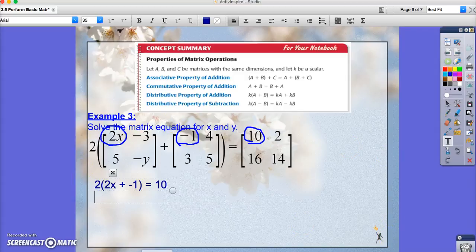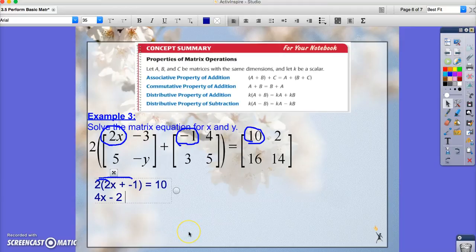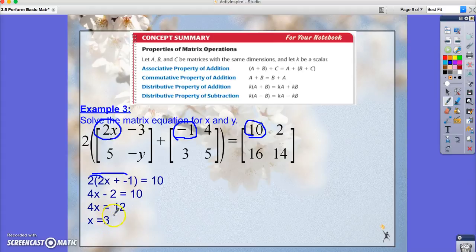We're going to solve here. I distribute the 2, get 4x minus 2, because I distributed the 2. Plus and minus makes a negative, right? Equals 10. Add 2 to both sides, you get 4x equals 12. When I divide, x equals 3. And that's my first answer. So do you see how I'm going from a matrix into an equation?